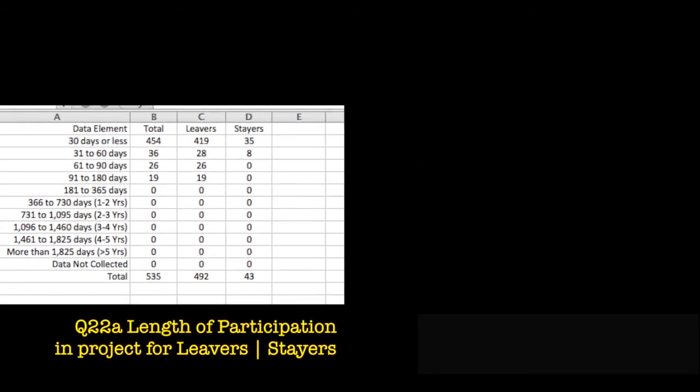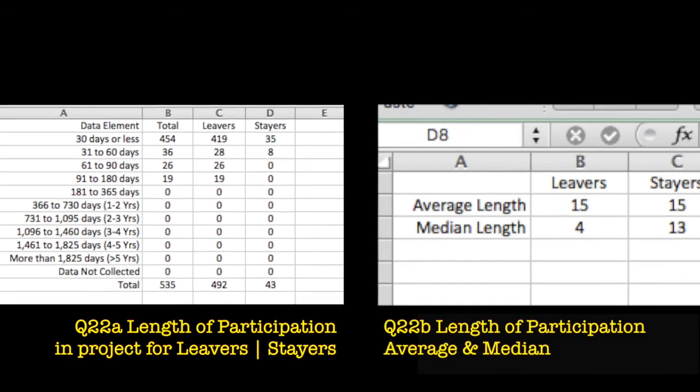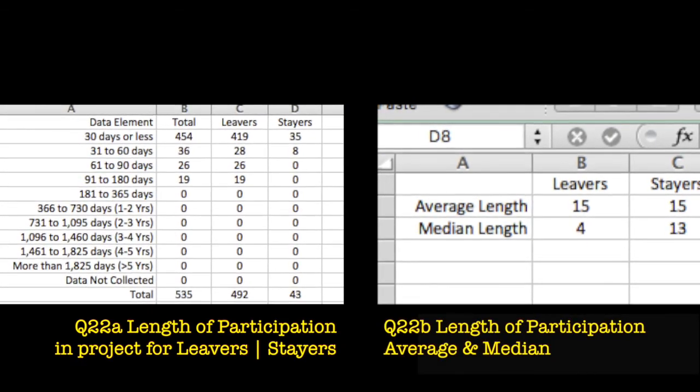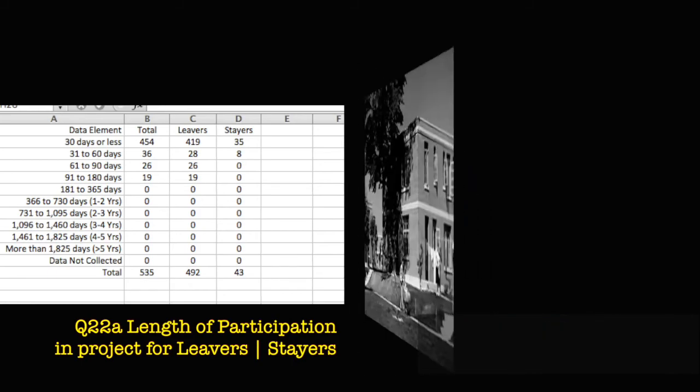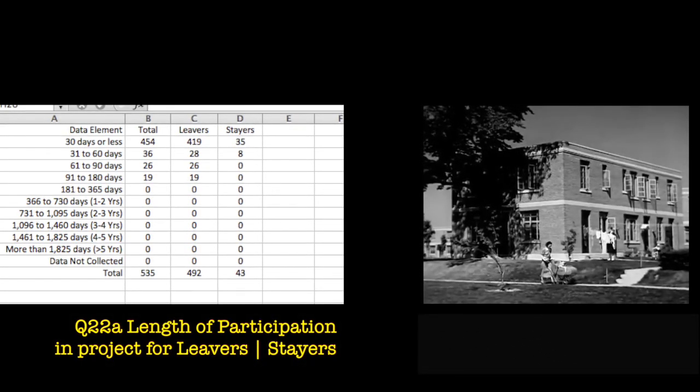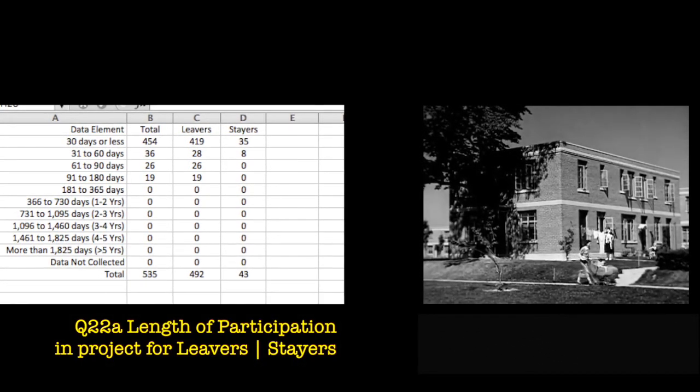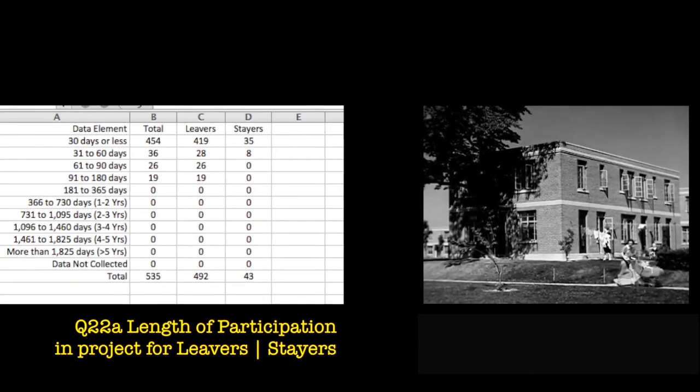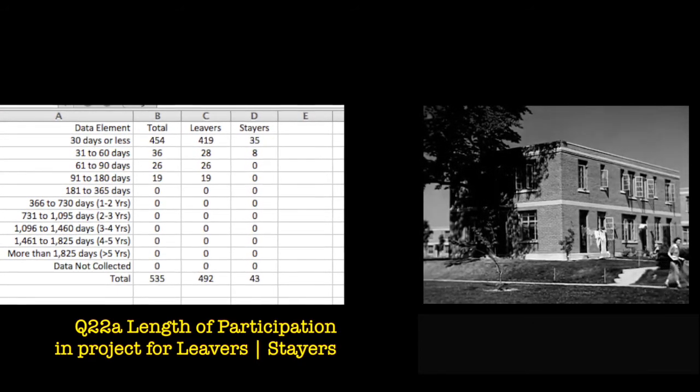Question 22A1 and 22B describe how long a client has remained in the project. For rapid rehousing projects, it's best if most clients remain in the project for 90 days or less, though of course it's okay to provide clients assistance in rapid rehousing for up to 2 years.